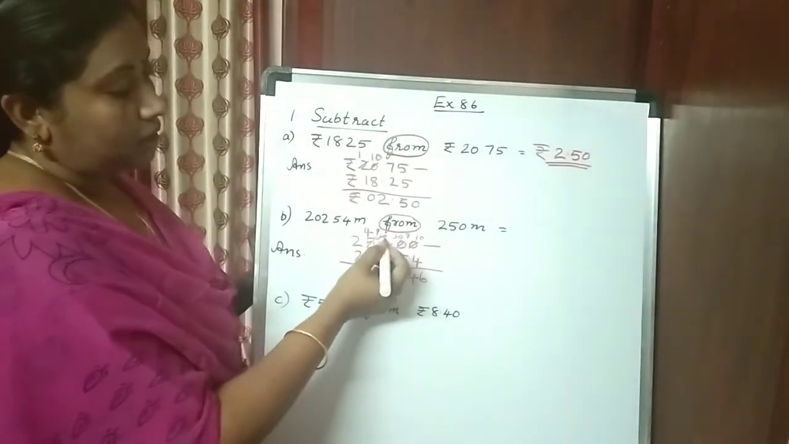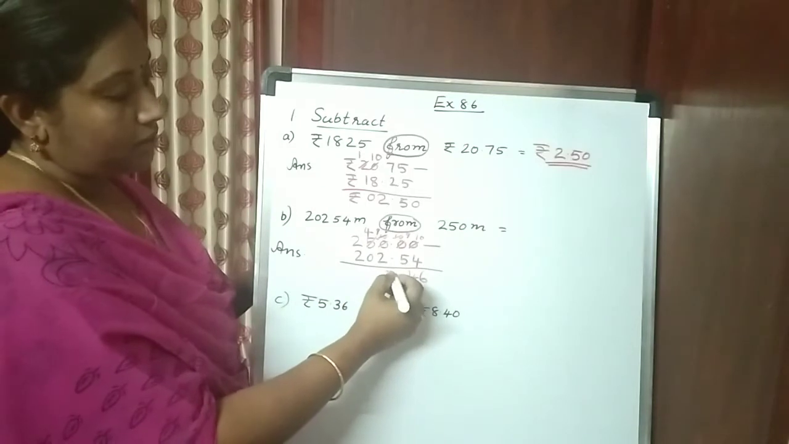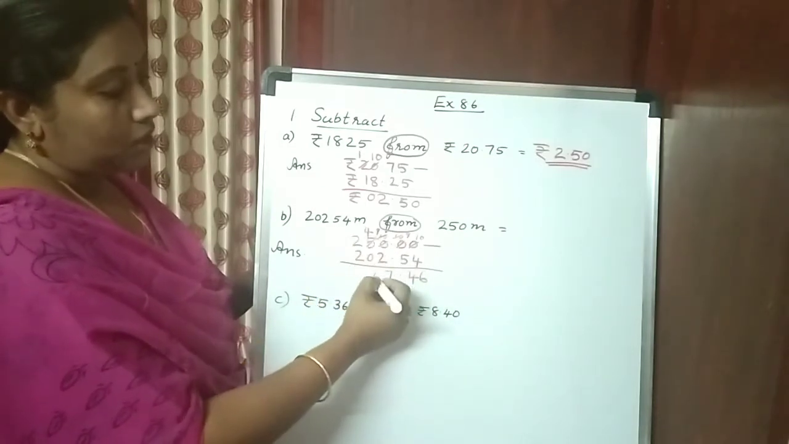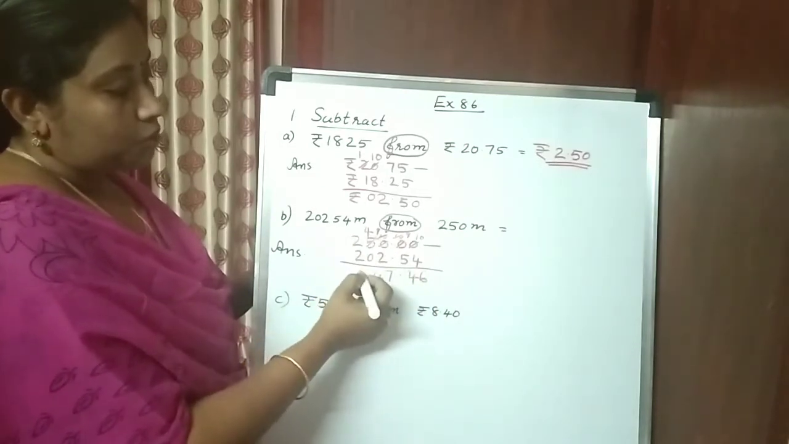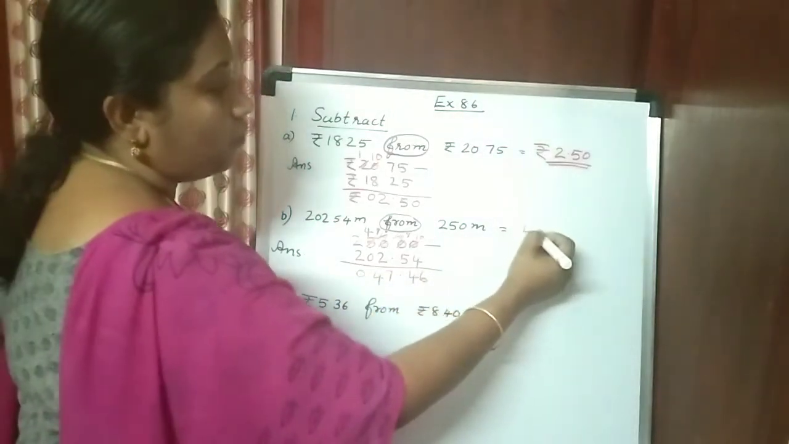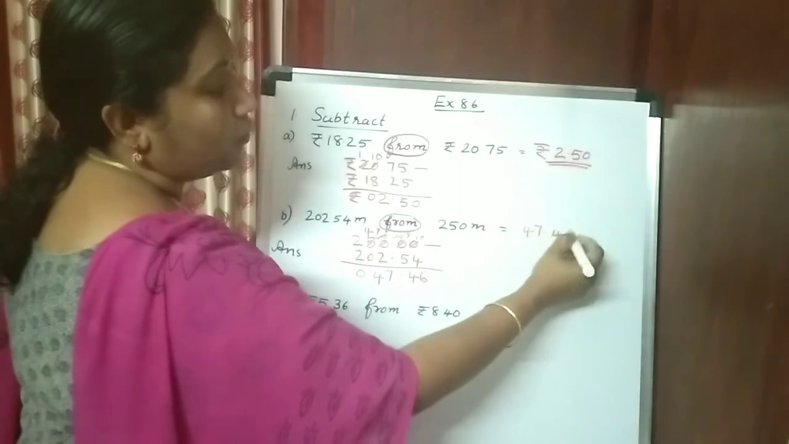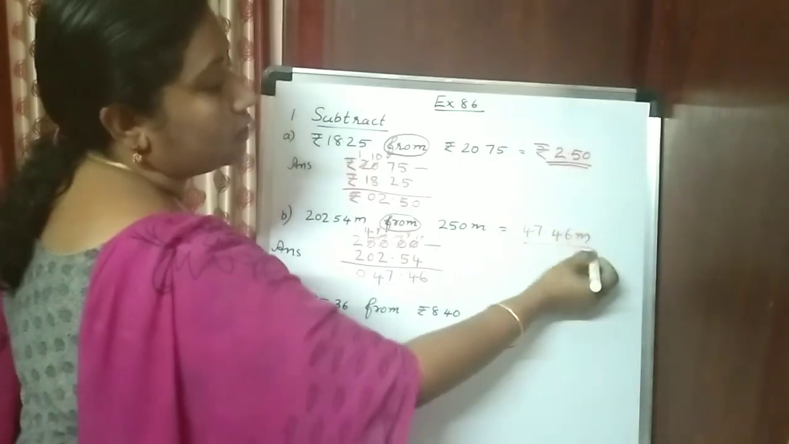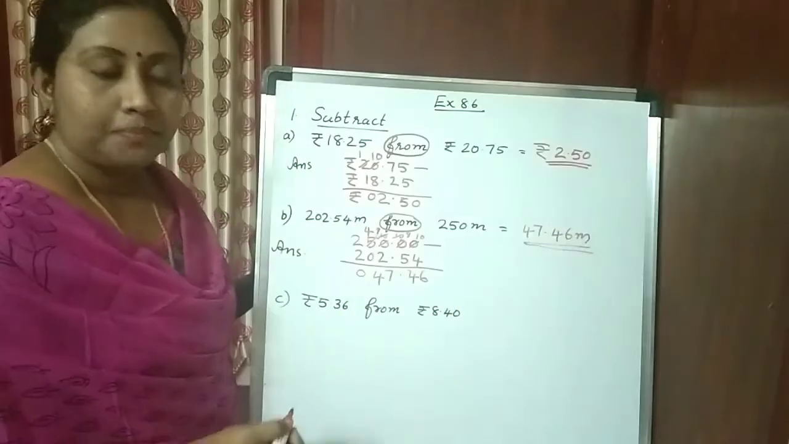Decimal dot is there. Then 9 minus 2 is 7. 4 minus 0 is 4. 2 minus 2, 0. So what is your answer? Answer is 47.46 meter. All of you understand?